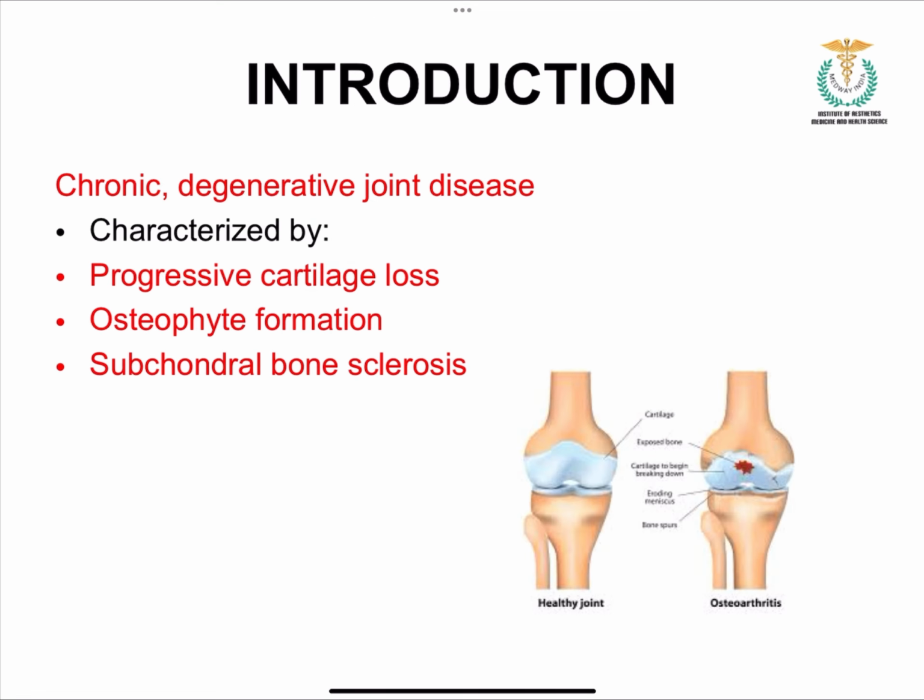Moving on to the introduction. OA, or osteoarthritis, is a chronic degenerative joint disorder, and the key features here are the loss of articular cartilage, formation of osteophytes, sclerosis of subchondral bone, and it is non-inflammatory in nature. It is not like rheumatoid arthritis, which is an inflammatory arthritis. In osteoarthritis it is non-inflammatory in nature, but mild inflammation can occur in the secondary phase.